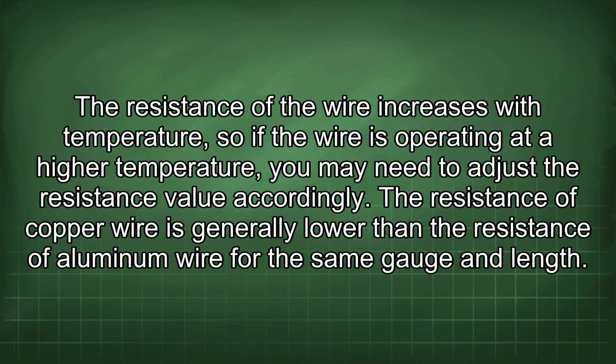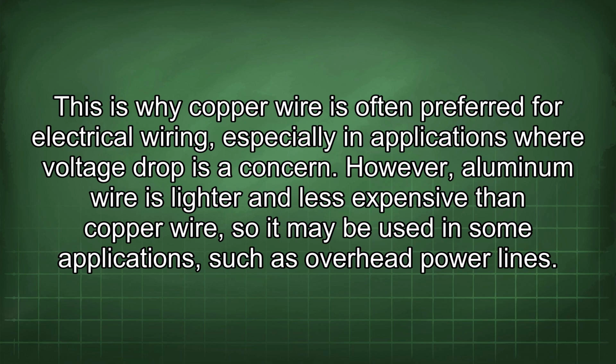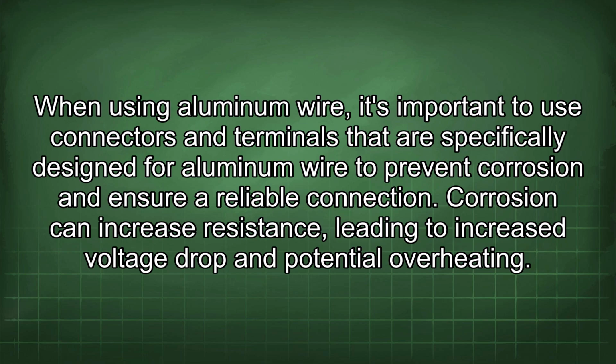The resistance of copper wire is generally lower than the resistance of aluminum wire for the same gauge and length. This is why copper wire is often preferred for electrical wiring, especially in applications where voltage drop is a concern. However, aluminum wire is lighter and less expensive than copper wire, so it may be used in some applications such as overhead power lines. When using aluminum wire, it's important to use connectors and terminals that are specifically designed for aluminum wire to prevent corrosion and ensure a reliable connection. Corrosion can increase resistance, leading to increased voltage drop and potential overheating.